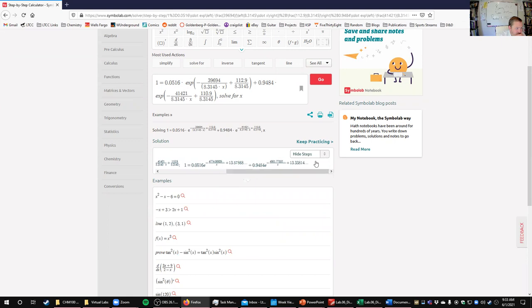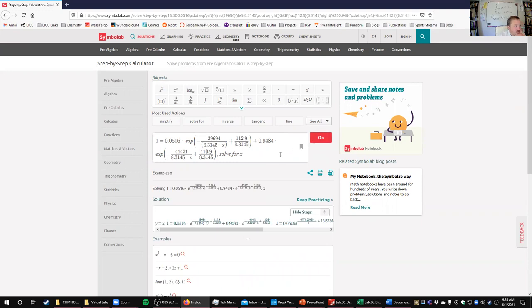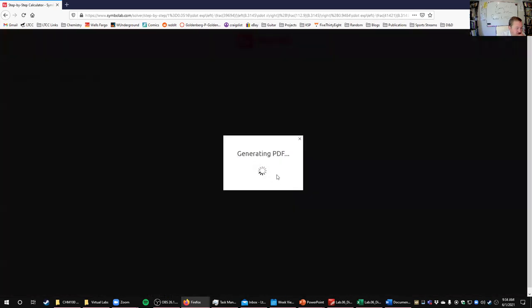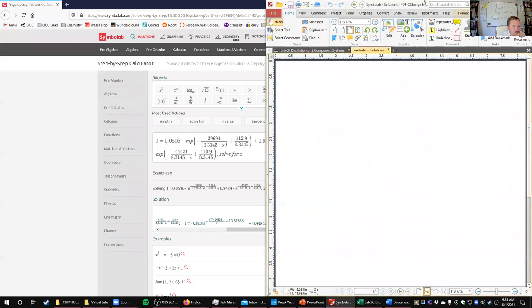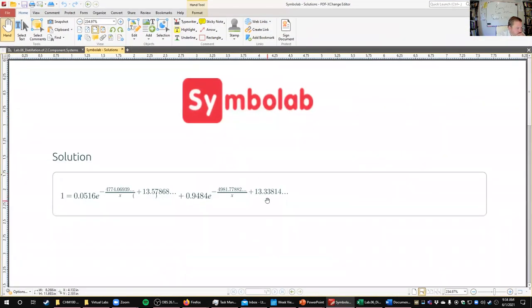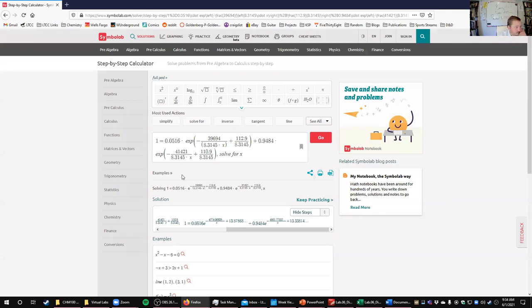And if we don't want steps, yes, this is one where it doesn't give you the decimal equivalent here. If you open it up as a PDF, it might give you that option. Yeah, so it still doesn't give you the option there. And there's likely to be more than one solution because this is a complex function.